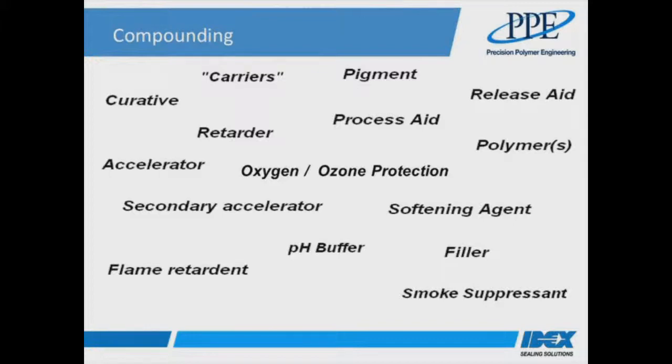The basic distinction between an FKM and an FFKM, apart from FFKMs being more expensive, is the amount of fluorine present in the polymer material. So I should make it clear that when we talk about FKM and FFKMs, it's the base polymer we're referring to. There's still a wide variety of available products based on these FKM and FFKMs.